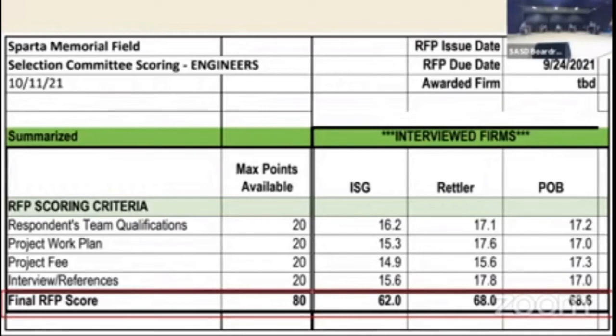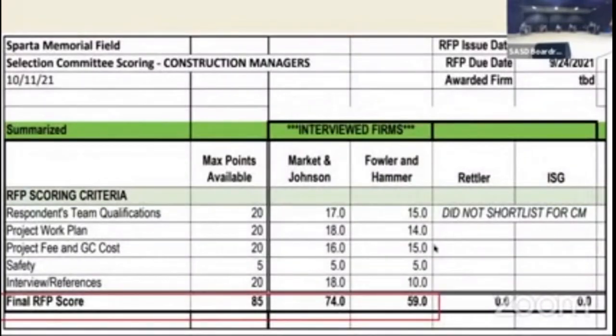When it came to construction managers, Rettler and ISG wanted to be considered for both the engineer and construction manager. We declined that option because the whole point of the construction manager, as we've learned from experience, is that little bit of push-pull between the designer and the construction manager, which makes for a better project, especially when we're talking about budget, time, and quality product.